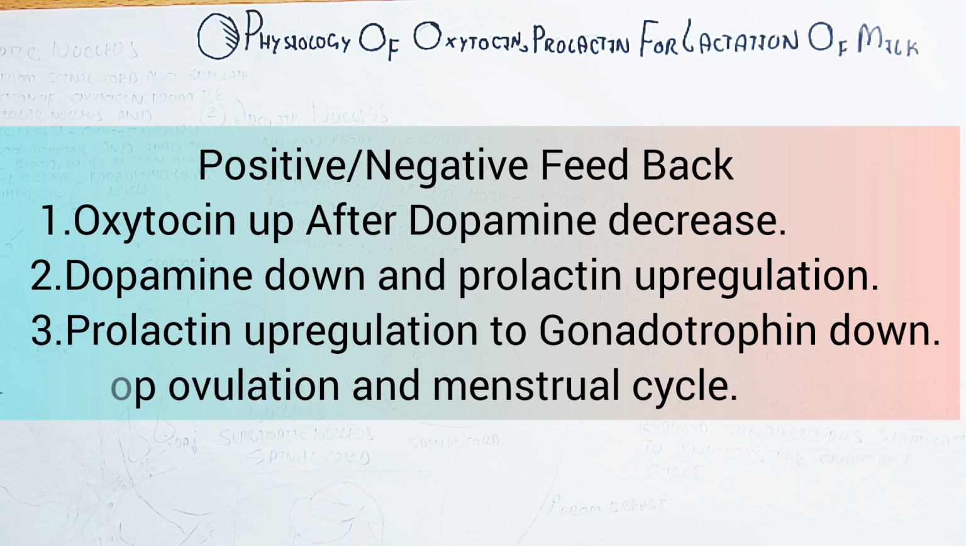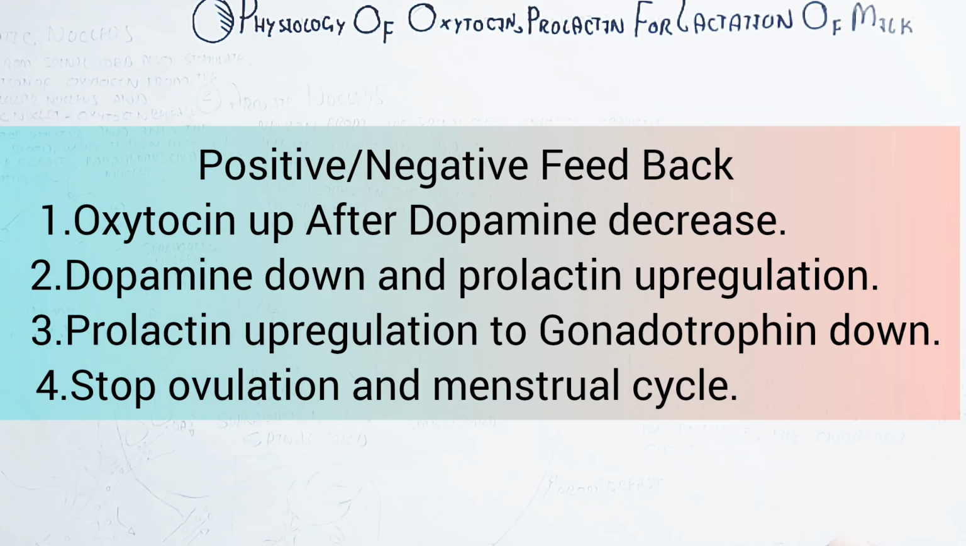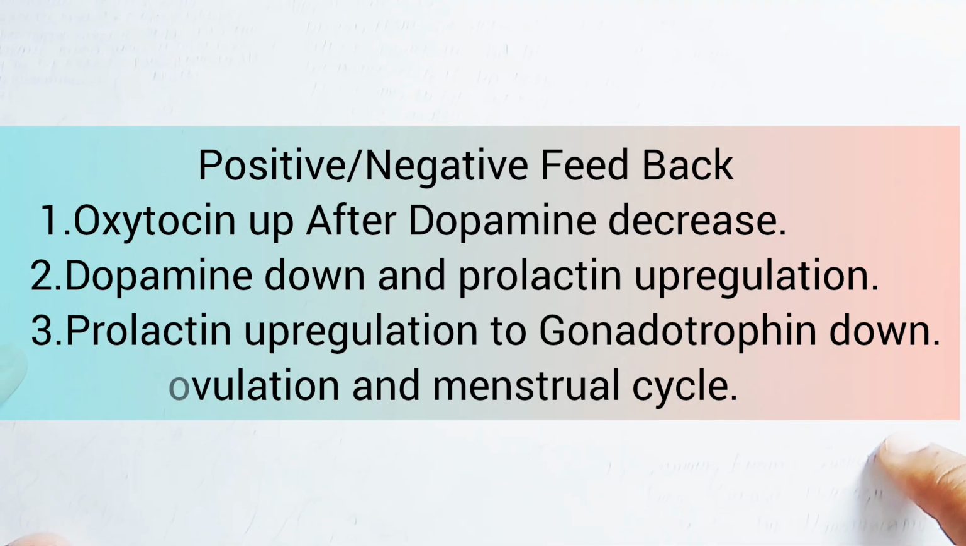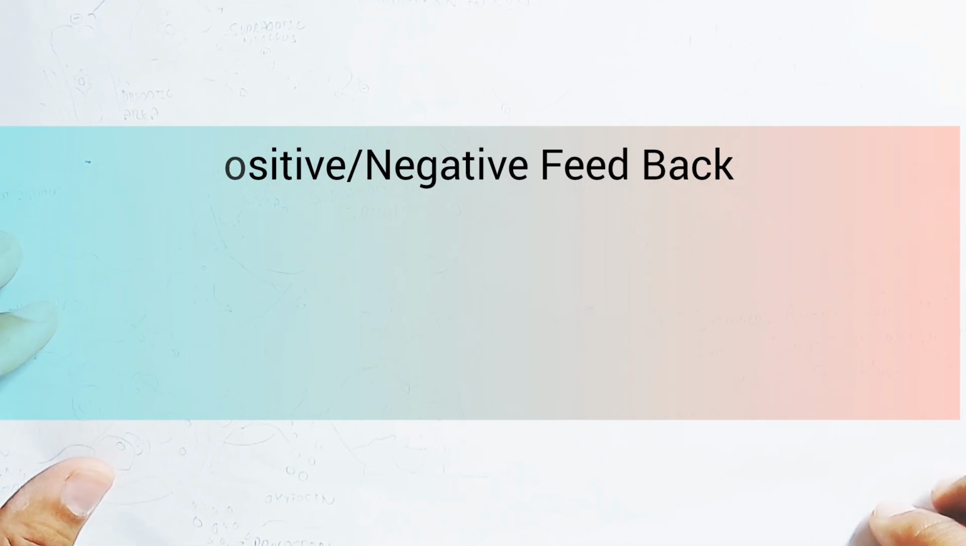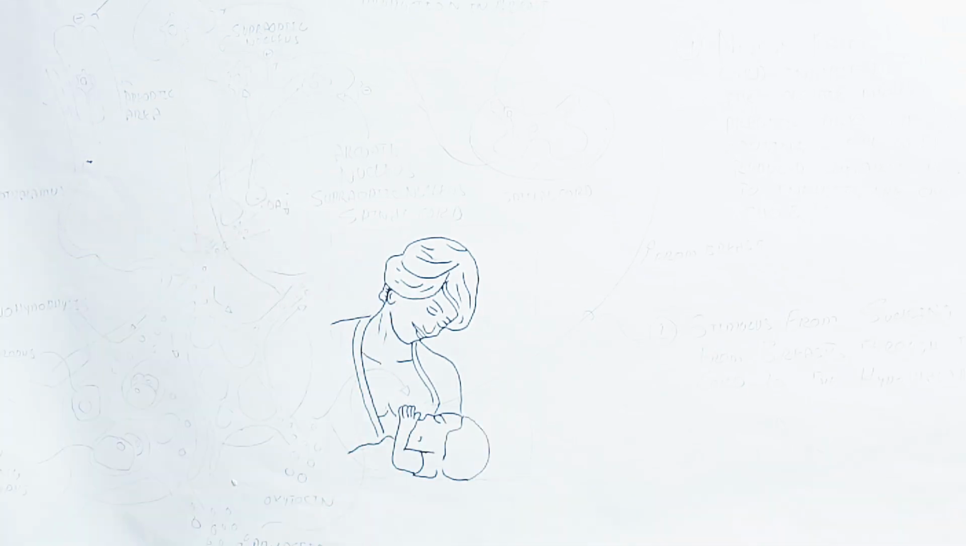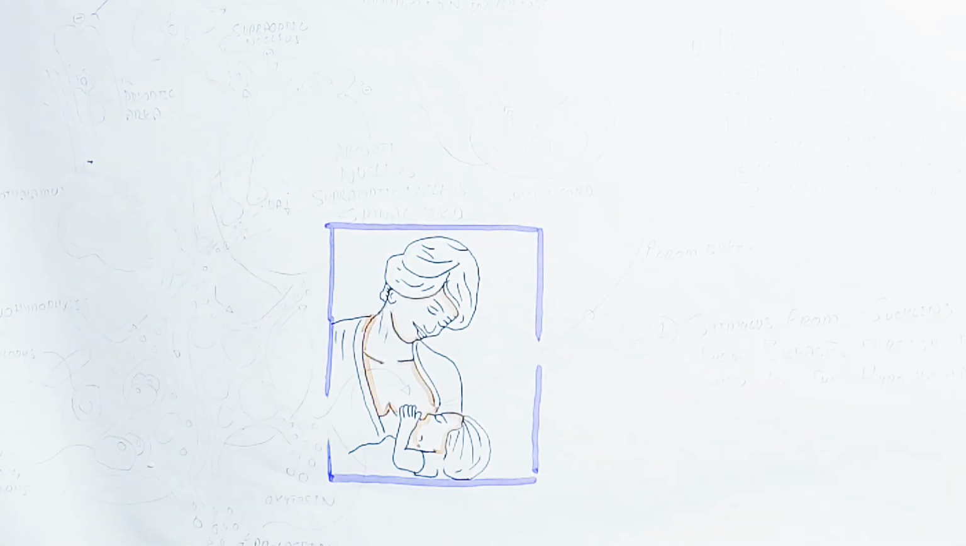So this is a positive and negative feedback. Number one, oxytocin up after dopamine decrease, or dopamine down, and prolactin up regulation. And number three, the prolactin up regulation leads to gonadotrophin down and stops ovulation and the menstrual cycle. So in this video, we will discuss the positive and negative feedback mechanism during the lactation of milk.